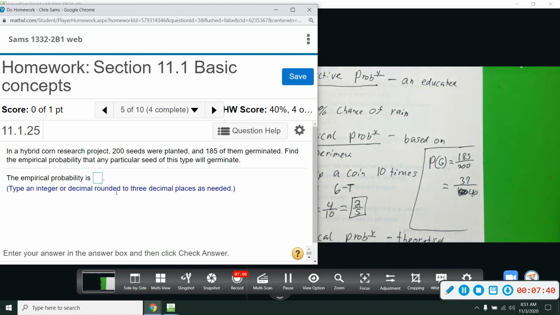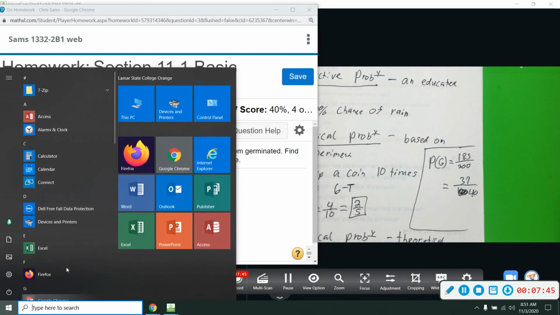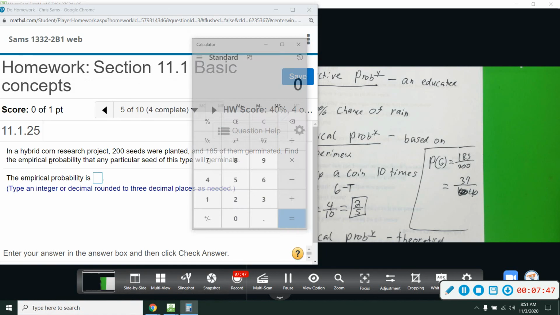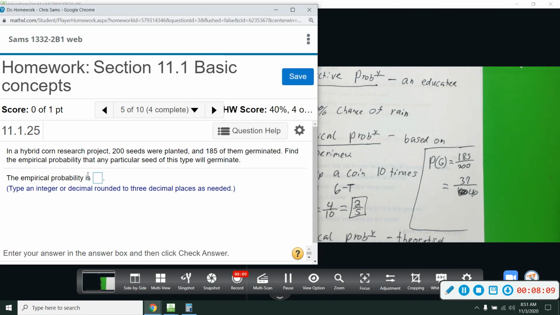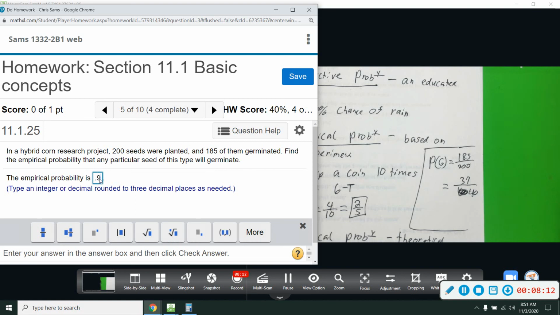So it says to round to 3 decimal places. So we're going to use a decimal, because they don't want a fraction, they didn't say fraction. Let me verify: 185 divided by 200 gives us 0.925, and I'm going to do the same thing. 37, what I reduced it to, divided by 40, just to see. Yeah, 0.925. So you get the same thing. So 3 decimal places, 0.925.